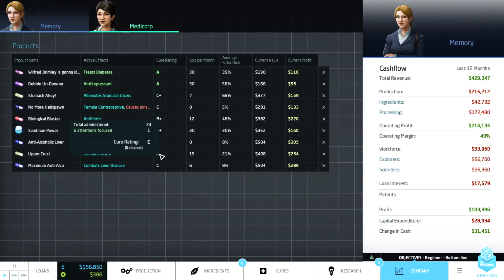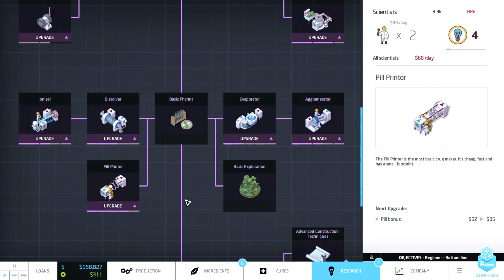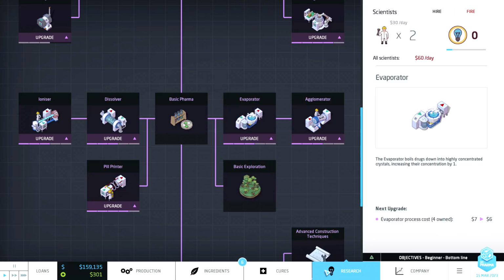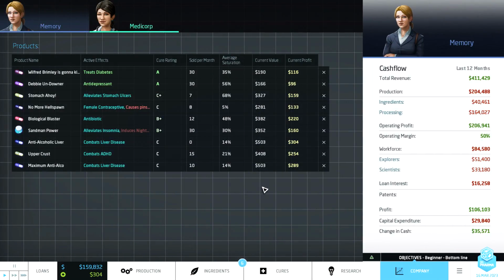Upper crust is also a C, so it's not really doing anything yet. This guy was at $304 profit. This guy's at 288 because I have more machines in the mix. I wonder, let me upgrade those machines that I've been neglecting. Let's get that upgraded. So that'll probably help with the bottom line a little bit. Possibly. And yeah, I would expect to see that profit go up a little bit. Although it went down by one, so maybe not. And yeah, I think we're good. I think we're good there.